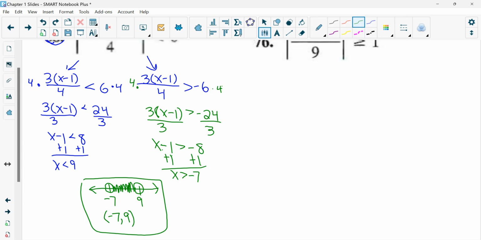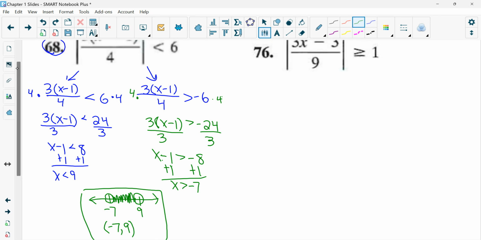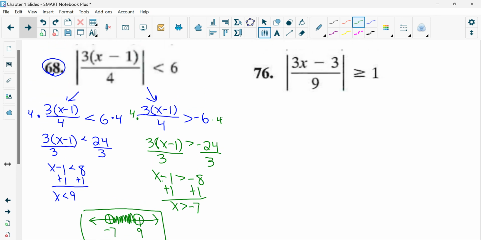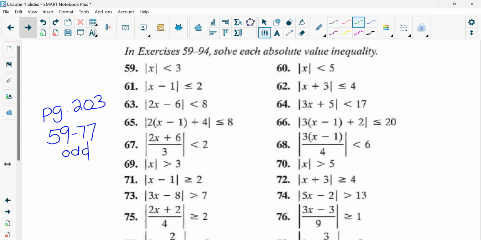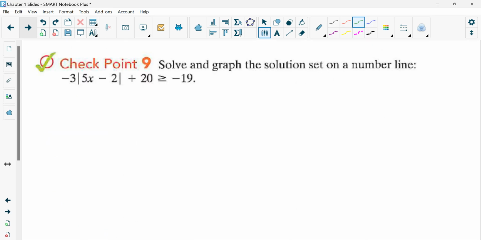All right. So again, that was just a little bit harder on the inside. That's why we did that one. The inside solving it was a little harder. Now, if we look at checkpoint 9, now there's some other stuff around the absolute value. So that's what's different about that one.